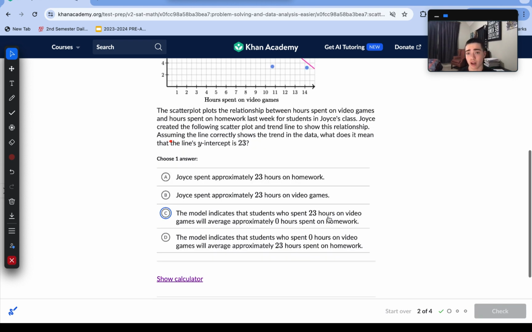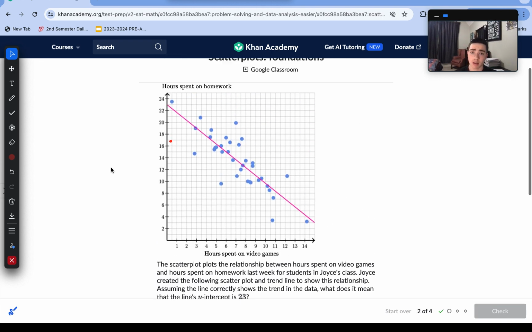On to our next question here. Once again, we have a scatter plot and line of best fit. The scatter plot shows the relationship between hours spent on video games and hours spent on homework last week for students in Joyce's class. Joyce created the following scatter plot and trend line to show this relationship. Assuming the line correctly shows the trend in the data, what does it mean that the line's y-intercept is 23?